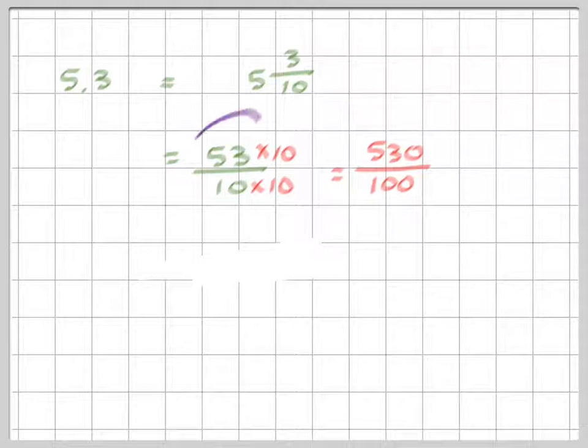We're going to write that as a mixed number first because it's actually 5 and 3/10. So the next step is we have to get it into an improper fraction. It'll be 53 over 10, not so. So there it is there.